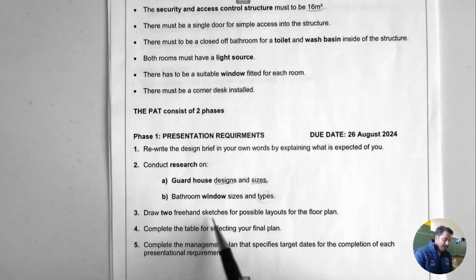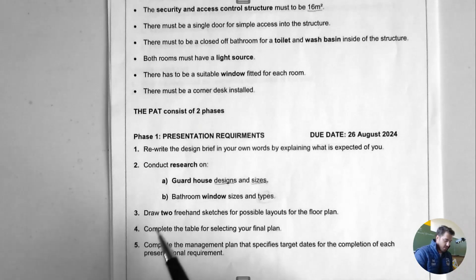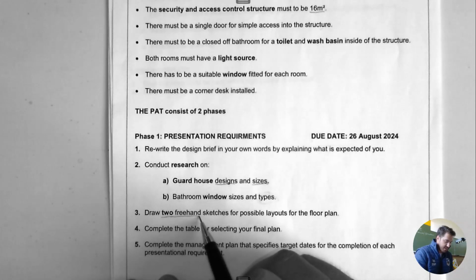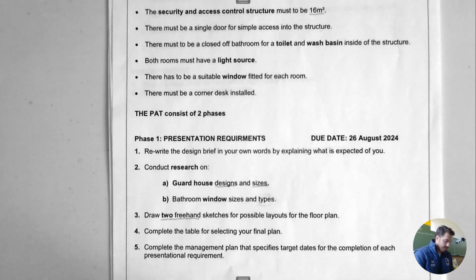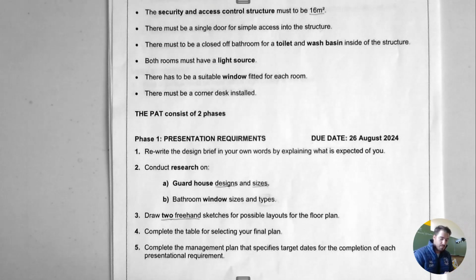Draw 2 freehand sketches for possible layouts for the floor plan. Right, so you are going to draw 2 freehand drawings. That means you don't use any instruments for phase 1. Complete the table for selecting your final plan. Alright, I am going to give you the table. I'm going to discuss the table with you in a minute.